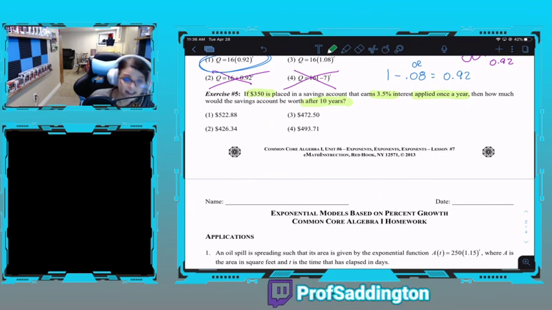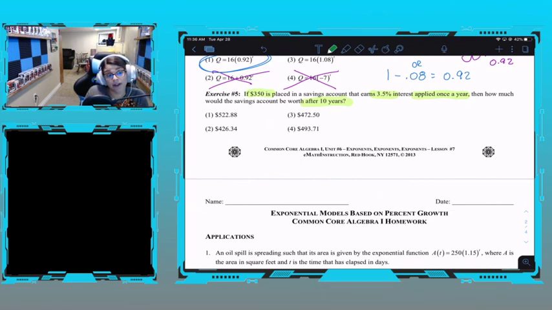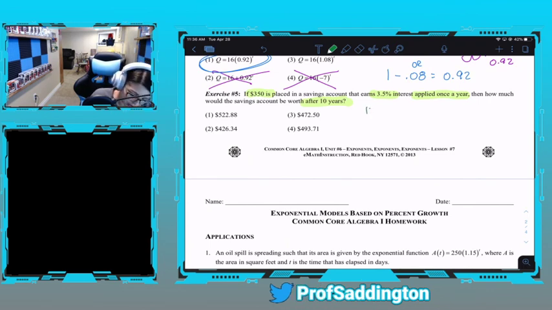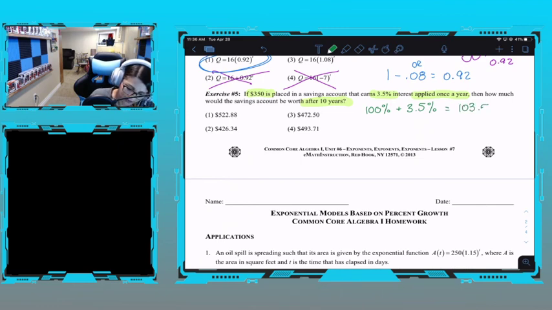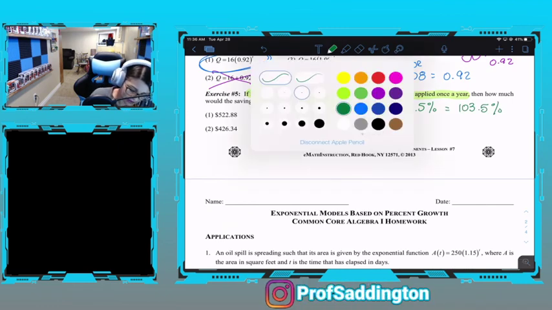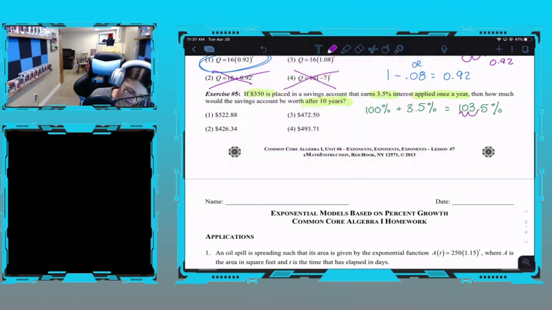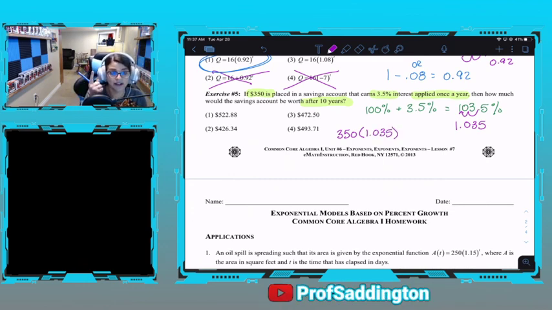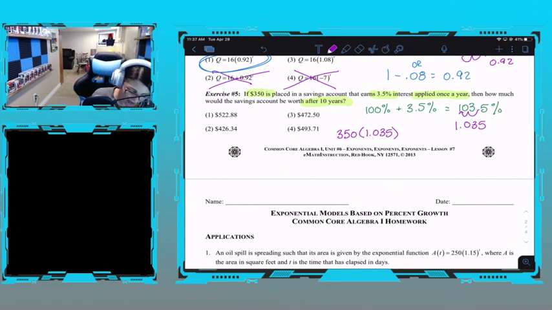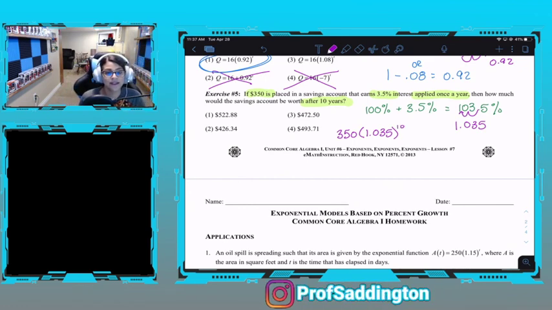All right. If it's interest and you're putting it in the bank, I hope you're earning money and the bank's not stealing your money. So we're going to do 100% plus 3.5%. We're going to get 103.5%, which we need to turn into a decimal. So we get 1.035 is how much it's growing by. So we're going to take that $350, multiply it by the 1.035, and that's for 1 year. But I want this to be for 10 years, so I've got to raise that exponent to the 10th power.